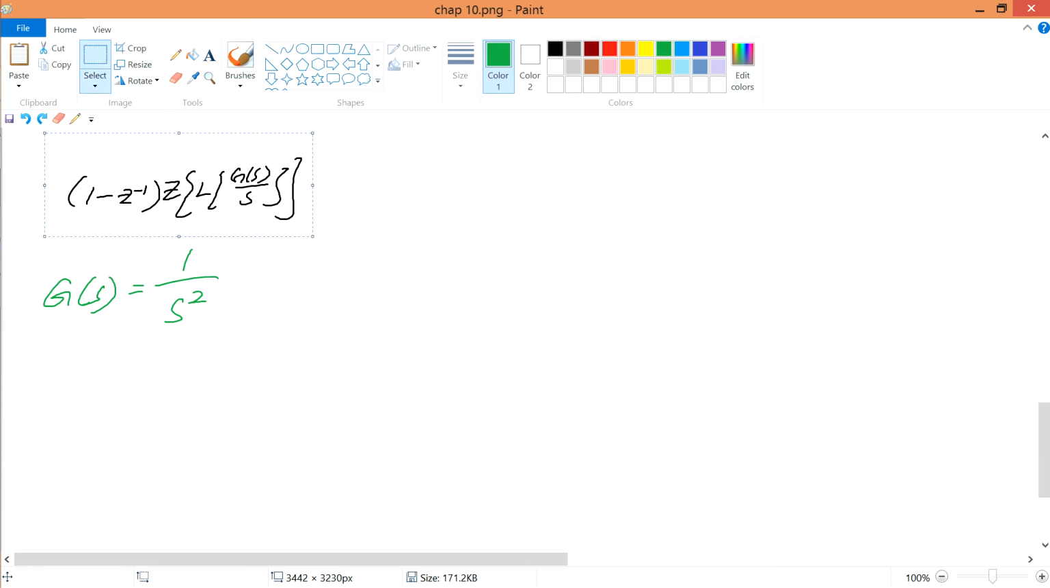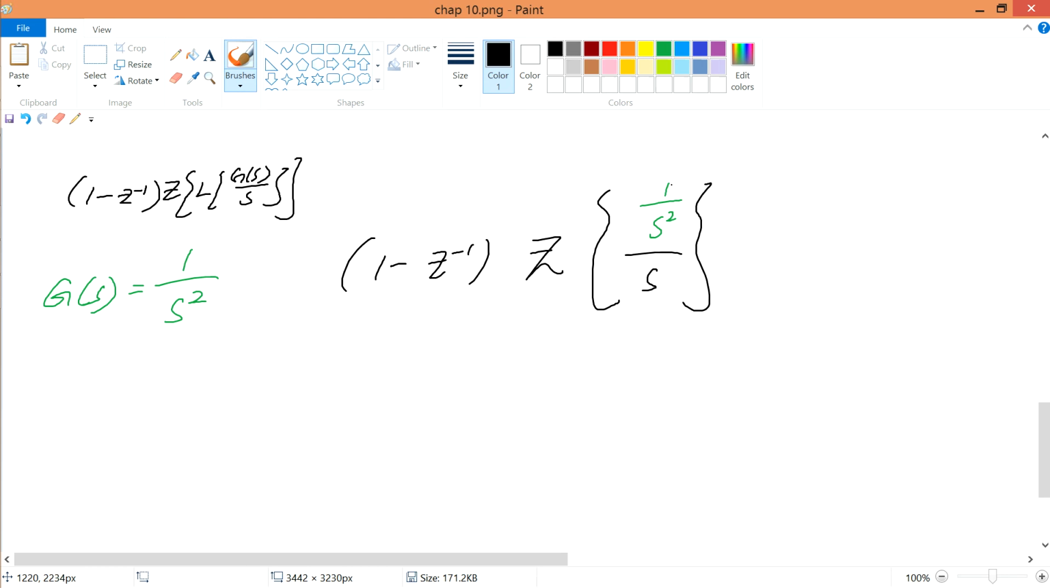This is like a general equation. Maybe I should rewrite it. Hold on a while. So I have the transfer function over here, and I put it over s. You may wonder why I ignore the inverse Laplace transform. It's because there's a shortcut, and I will not go into that.